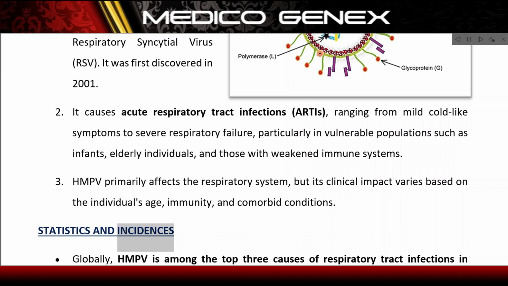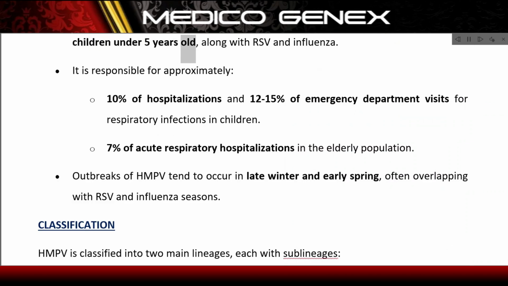Statistics and incidences. Globally, HMPV is among the top 3 causes of respiratory tract infections in children under 5 years old, along with RSV and influenza. It is responsible for approximately 10% of hospitalizations and 12 to 15% of emergency department visits for respiratory infections in children, and 7% of acute respiratory hospitalizations in the elderly population. Outbreaks of HMPV tend to occur in late winter and early spring, often overlapping with RSV and influenza seasons.